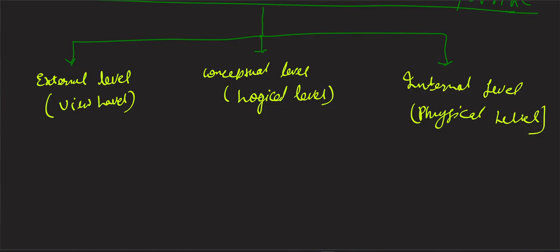And next one is the internal level. It is very close to the physical storage, or you can say the hard disk or SSD of your device. It describes how data is actually stored in the system. Like you are saving some files, where do they get saved? In the hard disk or your storage device, whatever you are using, like SSD or hard disk. It describes where the actual data is stored.